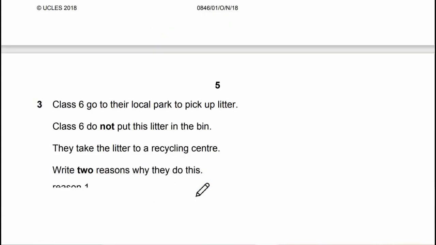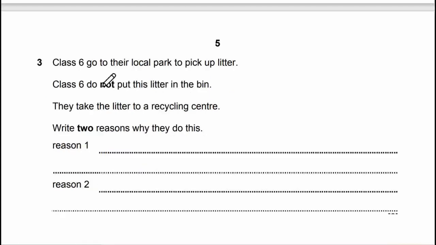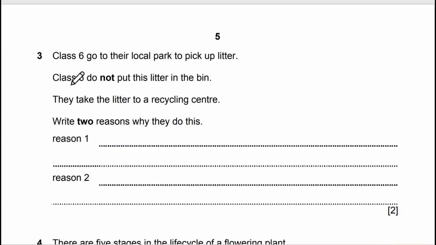Alright, now let's do number 3. Class 6 go to their local park to pick up litter. Class 6 do not put this litter in the bin. They take the litter to a recycling center. Write 2 reasons why they do this.